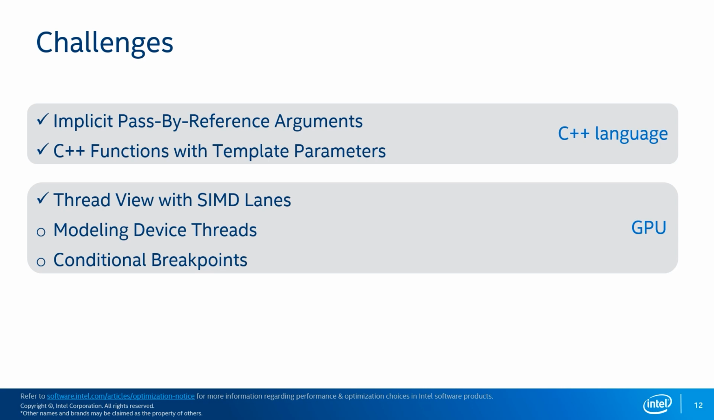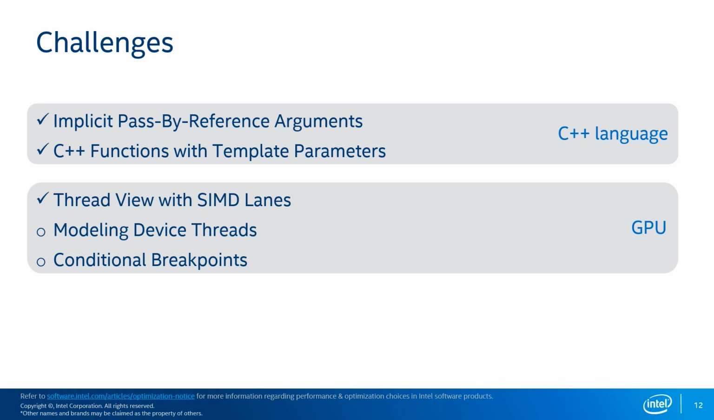Let's move on and discuss some challenges that we faced during the development of the debugger. The first two come from the C++ language. These are implicit pass by reference function arguments, which GDB could not determine correctly, and inferior calls for C++ templated functions. We resolved these problems. The other three come from the GPU world. We want to have a SIMD model integrated into the GDB interface. We also want to efficiently model thousands of device threads. We have some scalability concerns about the current implementation of conditional breakpoints in GDB. While we resolved the thread view with the SIMD lanes inside GDB, the latter two issues are still under investigation.